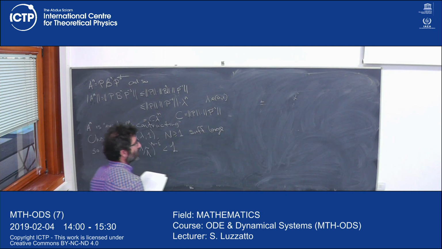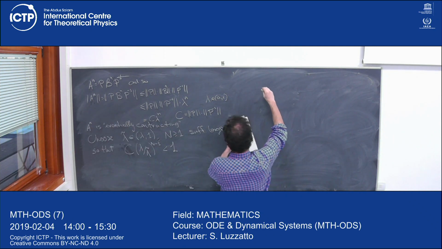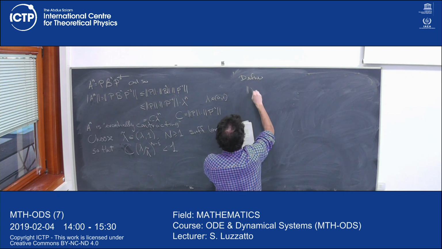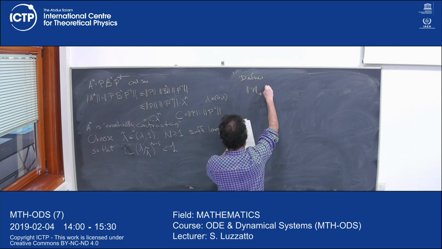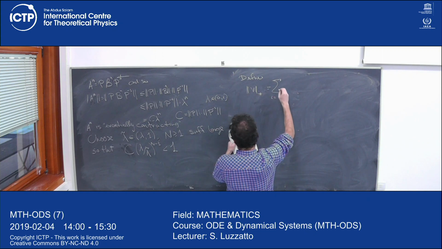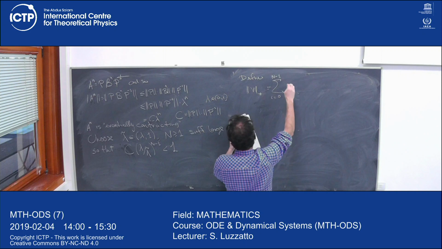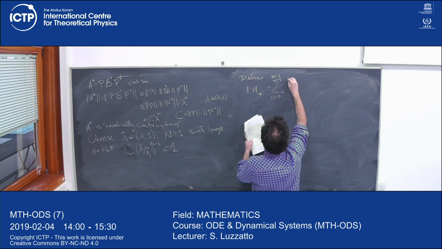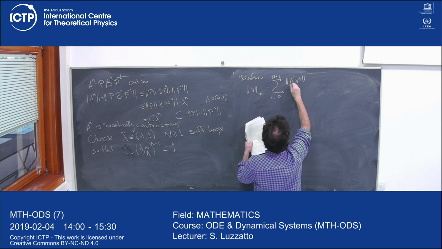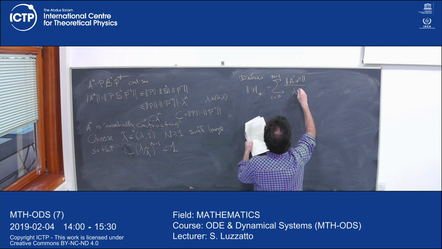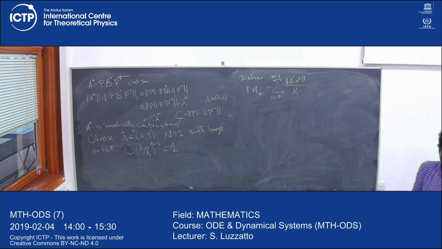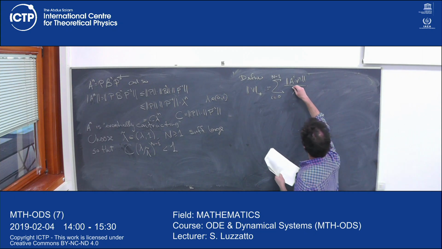So let me write this here. Let me define, if you take a vector v, the norm v star of this vector to be equal to the sum from i equals 0 to n minus 1 of a^i of v, let me just write it as this, over lambda tilde to the i.